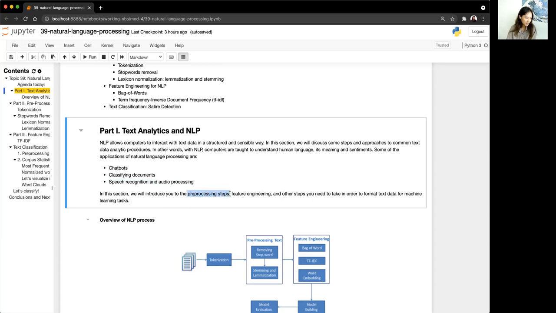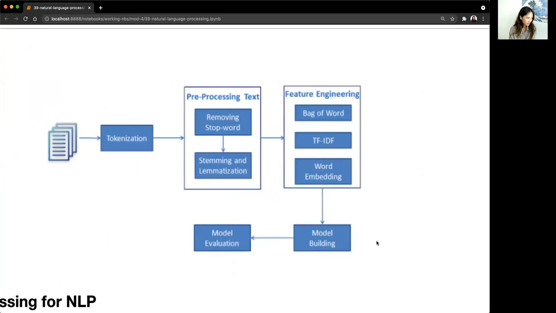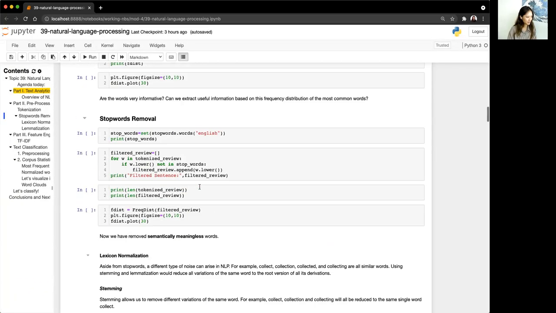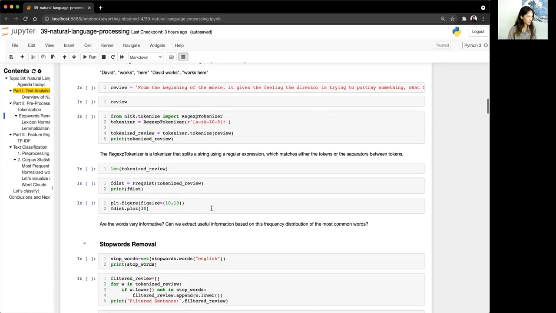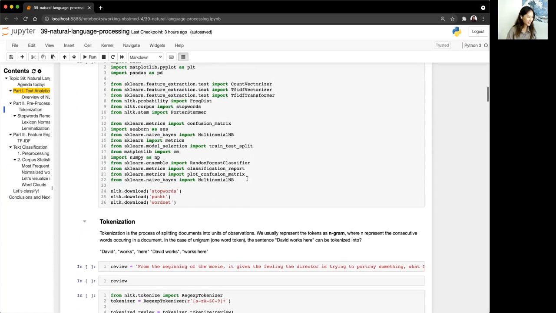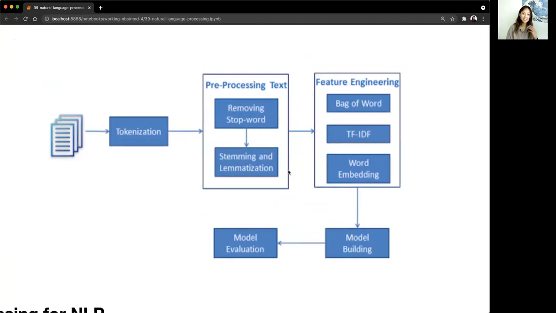So we'll talk about pre-processing steps, feature engineering, and then other steps that you have to take in order to format text data for machine learning tasks. So here's an overview of the NLP process. Let me zoom in. We have our raw text over here, and we're going to have rows and rows of raw text. The example that we're going to start with, which I think is the one we're going to use all the way to the bottom, is satire detection. So we have a bunch of news articles from different sources, some satirical, some not, and we have our raw data over here.